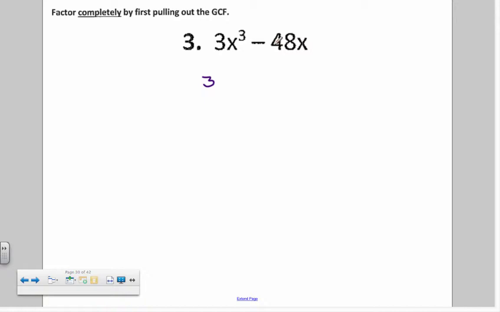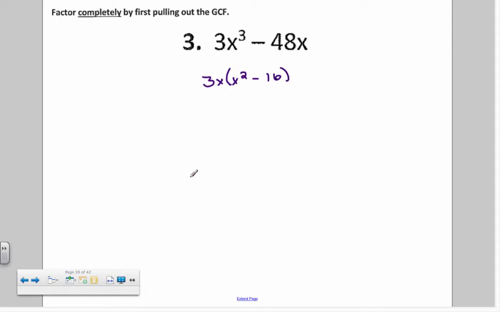Okay. And then I look at my x's, x cubed and x. Do they have a common factor? And they do. They both have x as a factor. So once we pull out the GCF, then we can rewrite what would be the remaining binomial after we were to divide out 3x. So 3x cubed divided by 3x, that's just x squared. Okay, and negative 48x divided by 3x, that's going to be a negative 16.